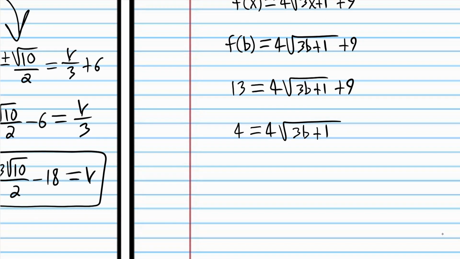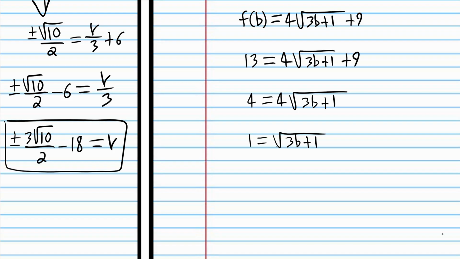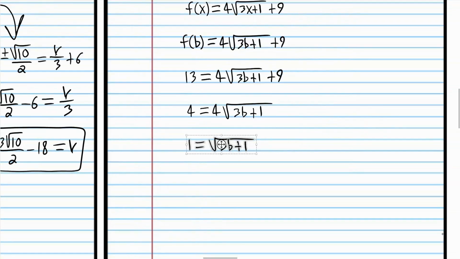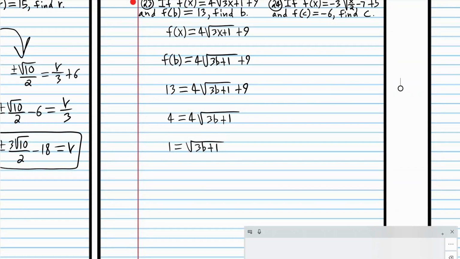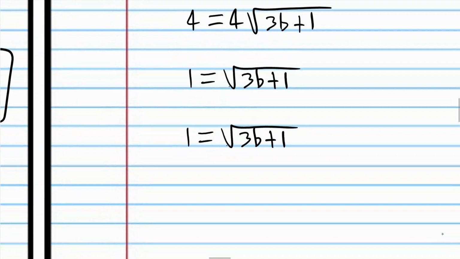And then I'm going to divide both sides by 4. Then I'm going to square both sides. You don't have to show the squaring, but for this first problem I'm just going to show it. So we are squaring both sides of the equation.